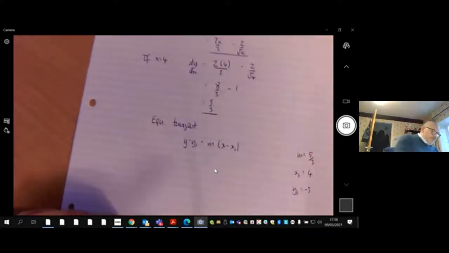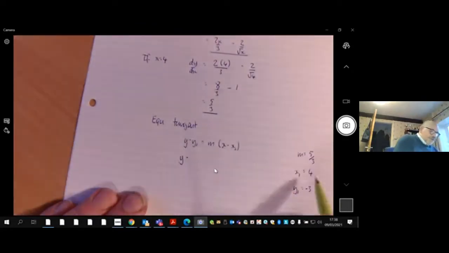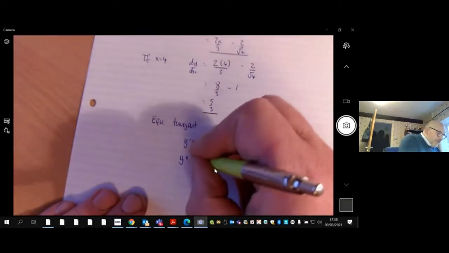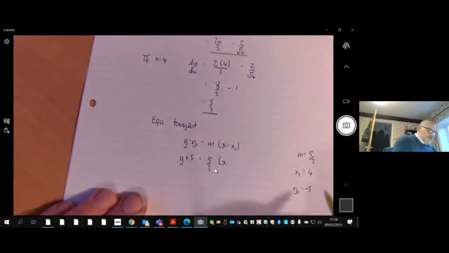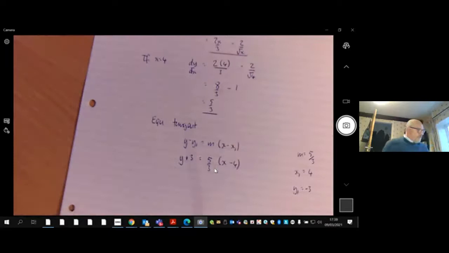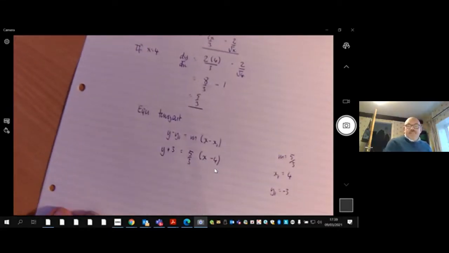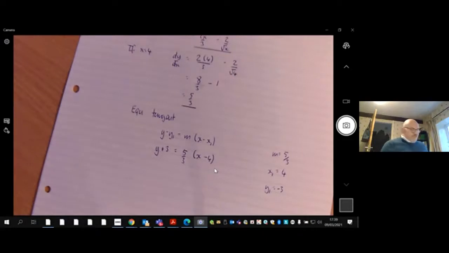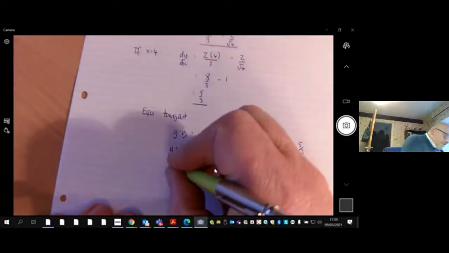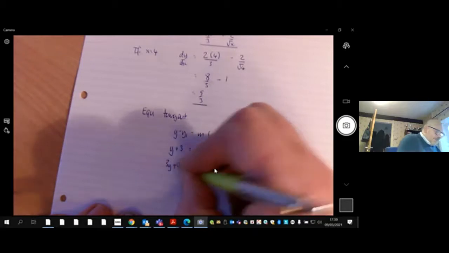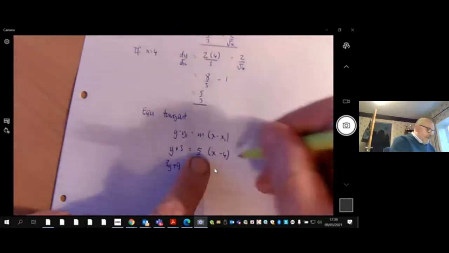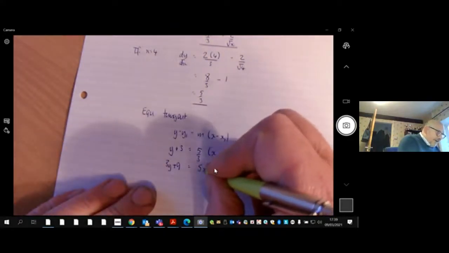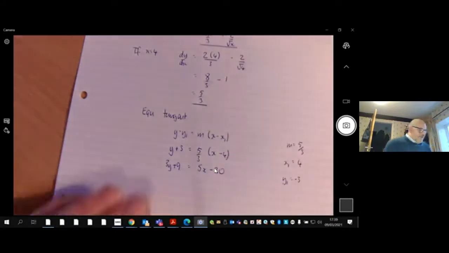And now, simply don't make a mistake at this stage. y minus minus 3, or y plus 3, equals 5 over 3 brackets x minus 4. It's asking for integers. It's not asking for y equals mx plus c. So I would say 3y plus 9, just multiplying up by the 3 there, and then expand the bracket by multiplying by 5, equals 5x minus 20.